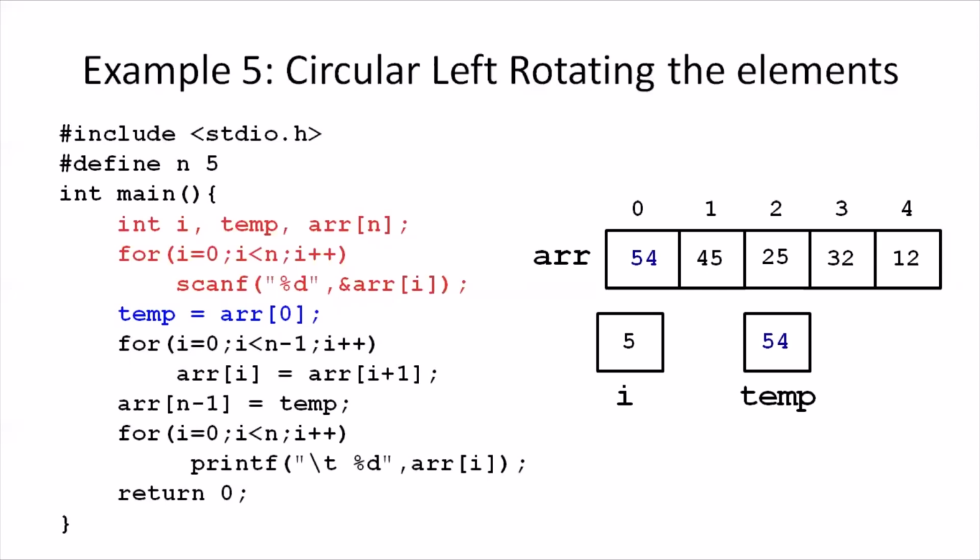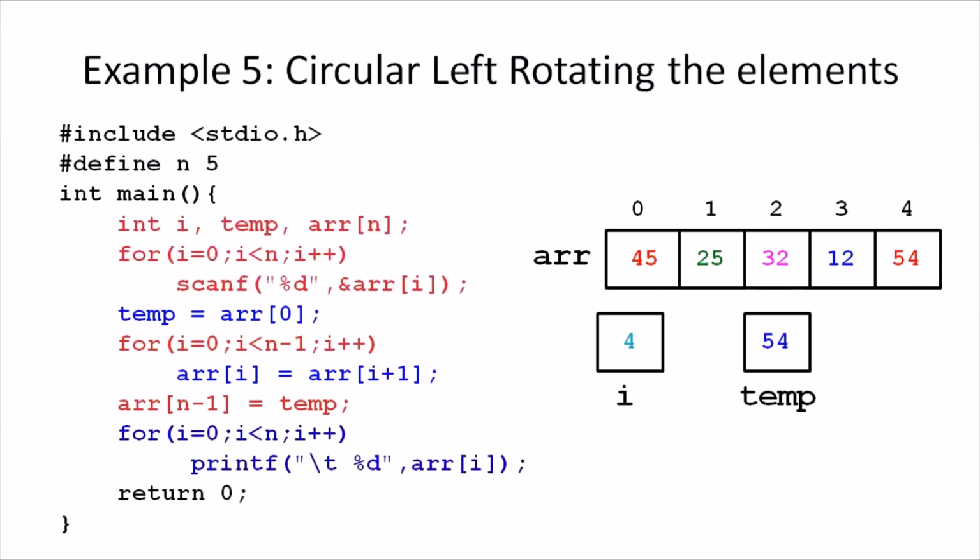The for loop given next is responsible for left shifting the elements of the array arr from the first cell to the n-1th cell. So first, 45 gets shifted, followed by 25, then 32, next 12, and finally 54. The loop stops here as the value of i now becomes equal to n-1. That is, the condition i less than n minus 1 becomes false. After this, the statement arr[n-1] = temp gets executed, which now stores the value 54 in the last cell of the array.